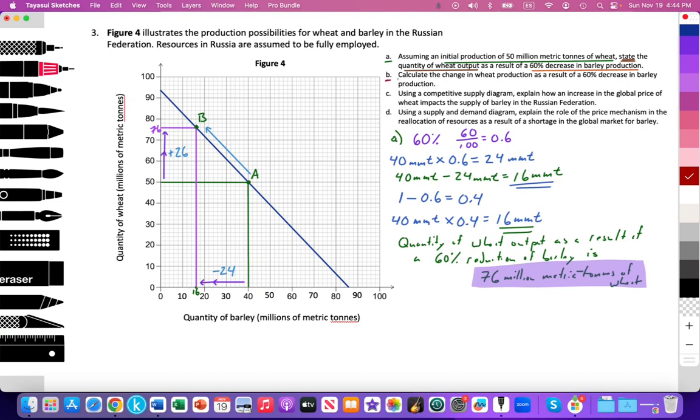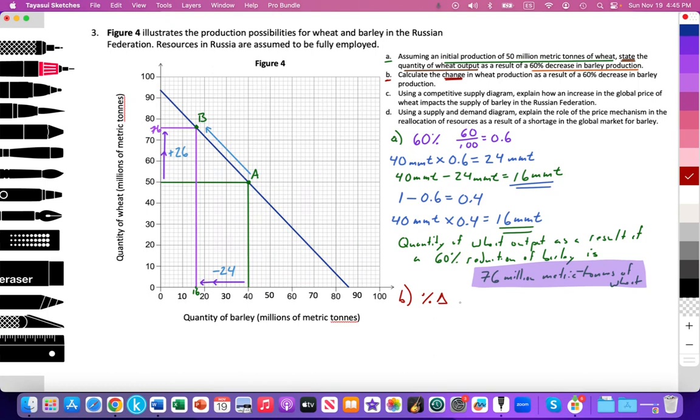Question B. It says calculate the change in wheat production as a result of a 60% decrease in barley production. So what's the change from going from 50 million metric tons to 76 million metric tons is what question B is asking us. All right, and change, we can think about percent change. We want to calculate the percent change in wheat production as a result of a 60% decrease in barley production. So I'm going to ask you to pause the video and calculate the percent change of wheat production for that question. Pause the video now.